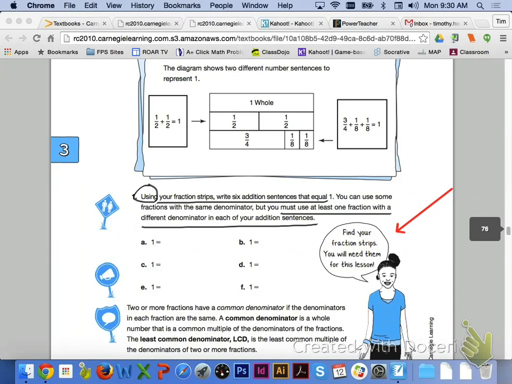Make sure that you find your fraction strips. You're going to need them. Using your fraction strips for number 1, you're going to write 6 addition sentences that equal one whole. You can use some fractions with the same denominator, but you must use at least one fraction with a different denominator in each of your addition sentences. So go ahead and do letters A through F to get started with your group members.